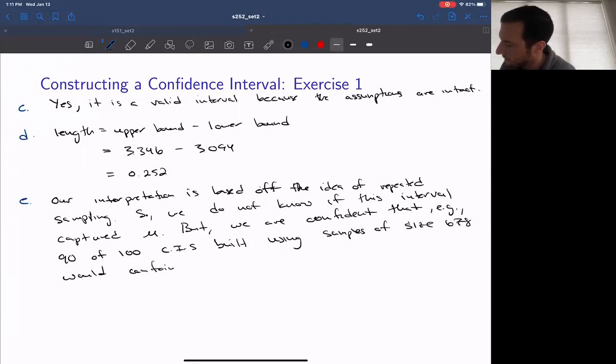contain mu, right? So we are 90% confident and not 90% sure because we don't actually know if the interval we constructed contains the population mean, but we are confident that if we were to build 100 or 1,000 or 10,000 different confidence intervals from samples of size 678, 90% of those would contain the true mean. Any questions about that?